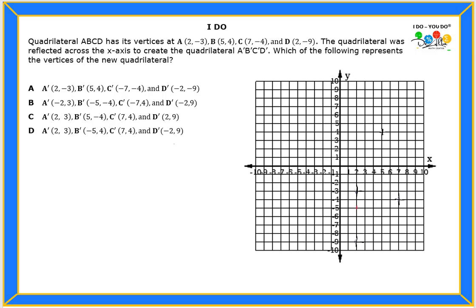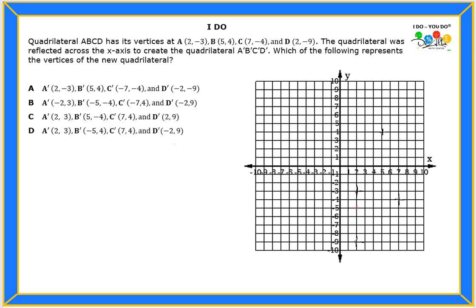And it says, quadrilateral ABCD has its vertices at A (2, -3), B (5, 4), C (7, -4), and D (2, -9). The quadrilateral was reflected across the x-axis to create the quadrilateral A prime, B prime, C prime, D prime. Which of the following represents the vertices of the new quadrilateral?